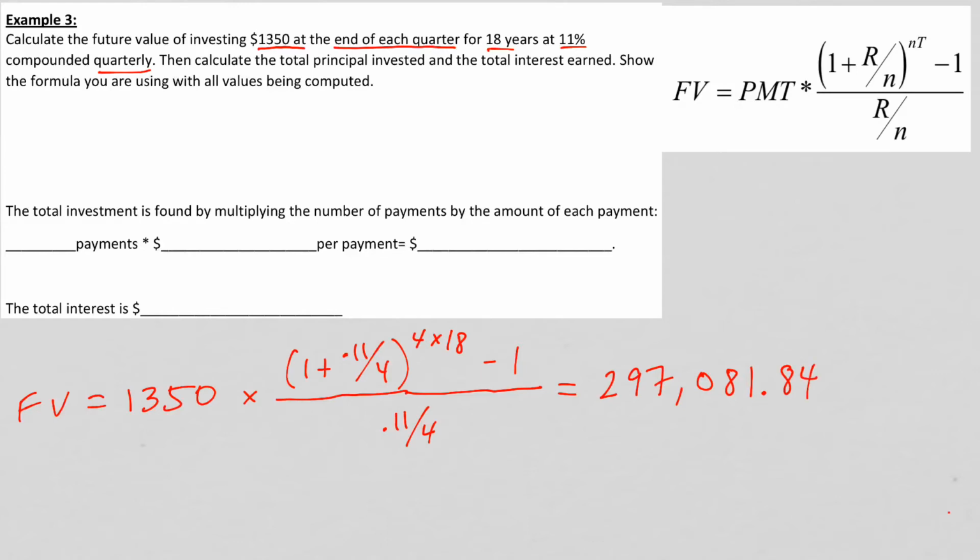Okay, now to calculate the amount of interest, we're making 4 payments per year for 18 years, so we're making that many payments. Each payment is $1,350. So that comes out to $97,200 of payments into this account.